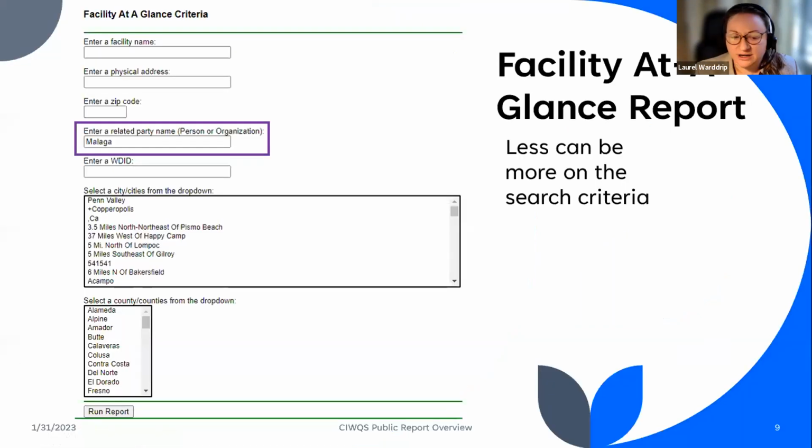So when you click on that facility at a glance link, this is what you'll see. It's a search, and less is more with database searches. So for our example today, we're going to use Malaga, and hopefully I say that right. And we're just going to put Malaga in the search, and it'll give us the most comprehensive set of records.